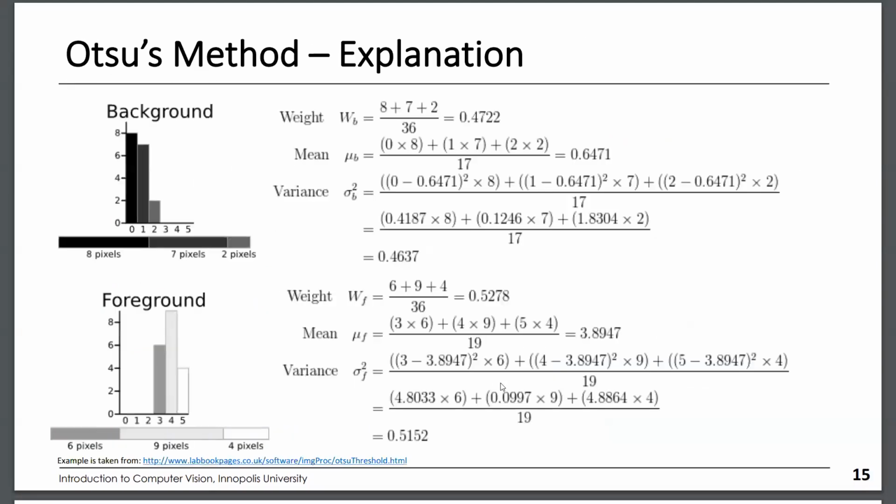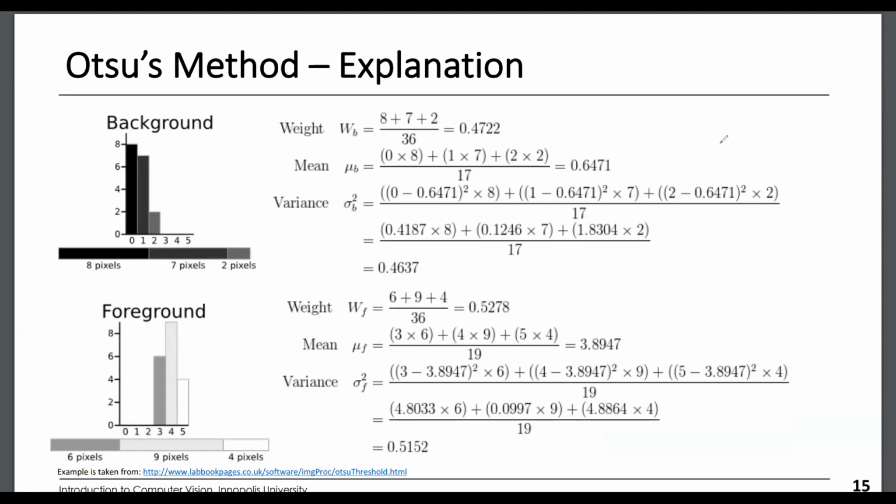So this is just a small explanation of how it's being calculated. First we calculate the mean of the pixels. We calculate the variance of those pixels. And then we calculate something called the weight. The weight is just how many samples you have, right? So let's say for the background, we have, let's say, 70%.